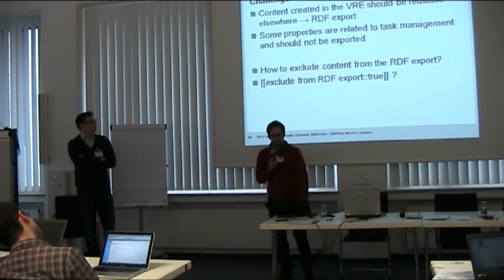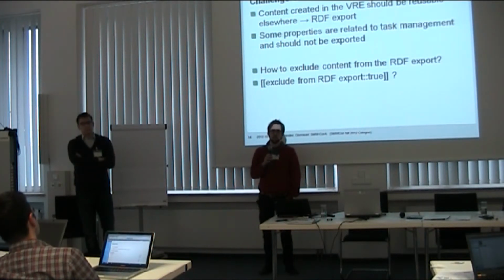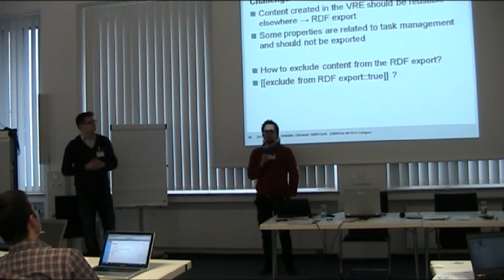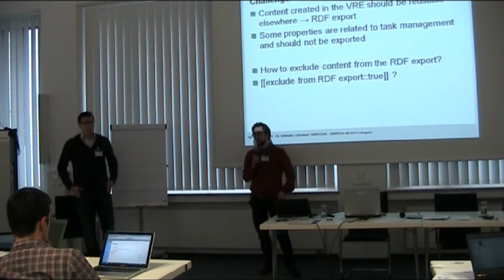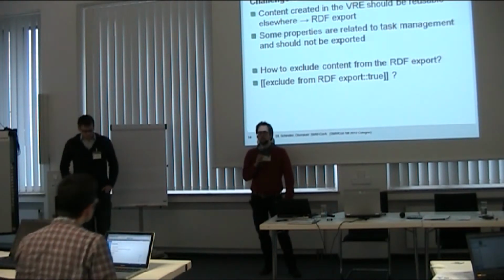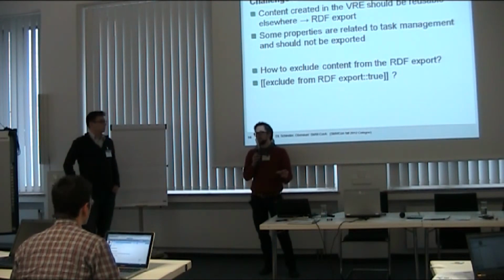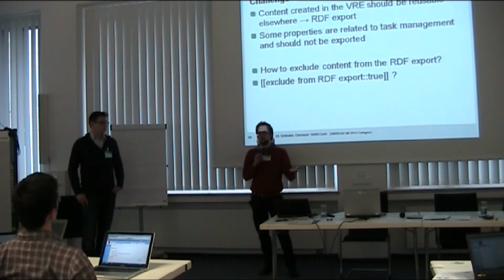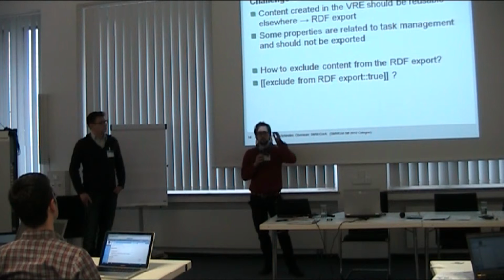And the third thing is that we would like to have some controlled RDF export. Maybe this is a feature request. So for some properties we have in the wiki, we do not want that they appear in the RDF export, or at some phase the researchers will decide, okay, the content that we created now is mature enough that we want to export it in RDF. And there are some properties, for example, related to task management, and they should not be exported.